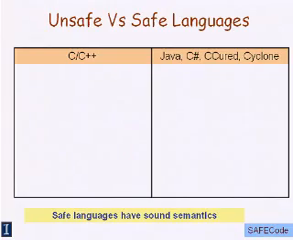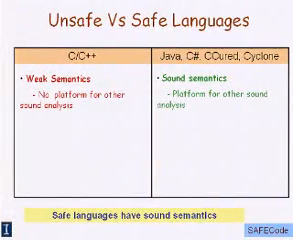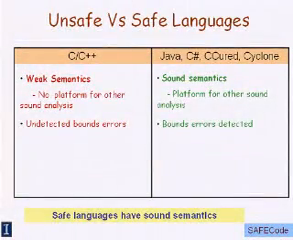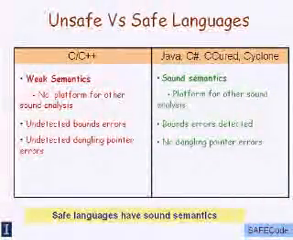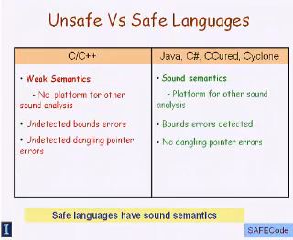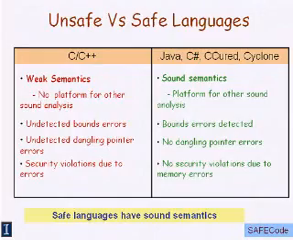But there is an alternative to C and C++, which is the use of safe languages. Safe languages have sound semantics as opposed to C and C++. Once you have sound semantics, you can use all these verification tools to do a sound analysis. And safe languages detect memory errors. In particular, they detect bounds errors. And they have no dangling pointer errors, no pointers to freed memory, because they make use of garbage collection to recycle memory. And because they have no undetected memory errors, security violations due to memory errors don't exist in these safe languages.